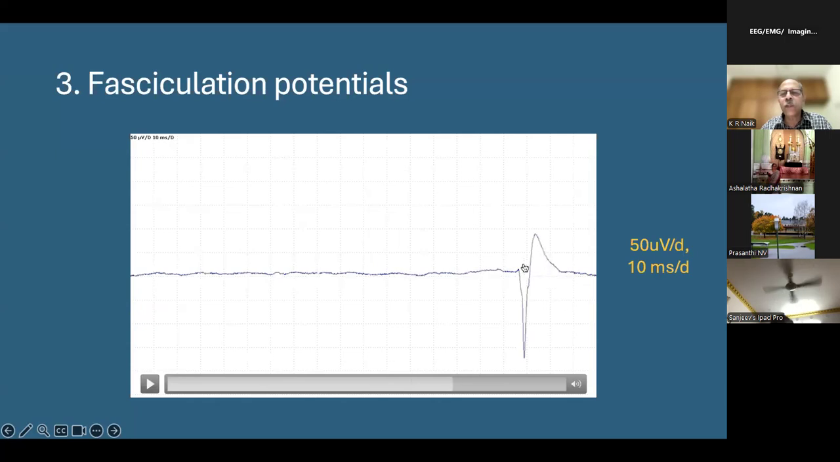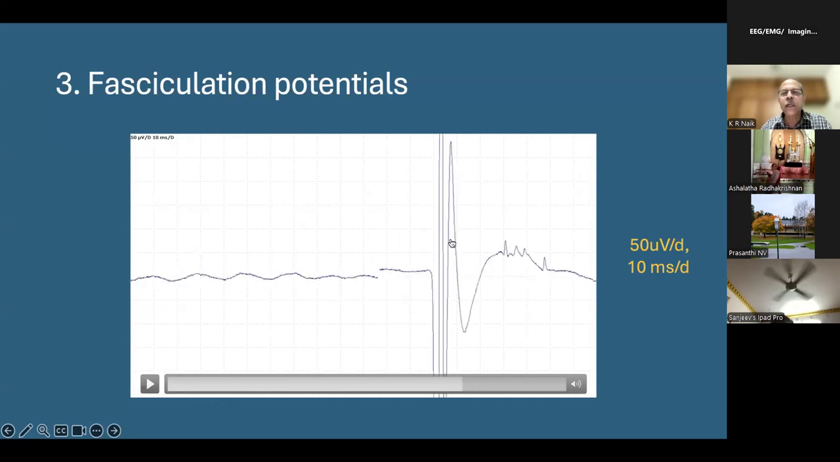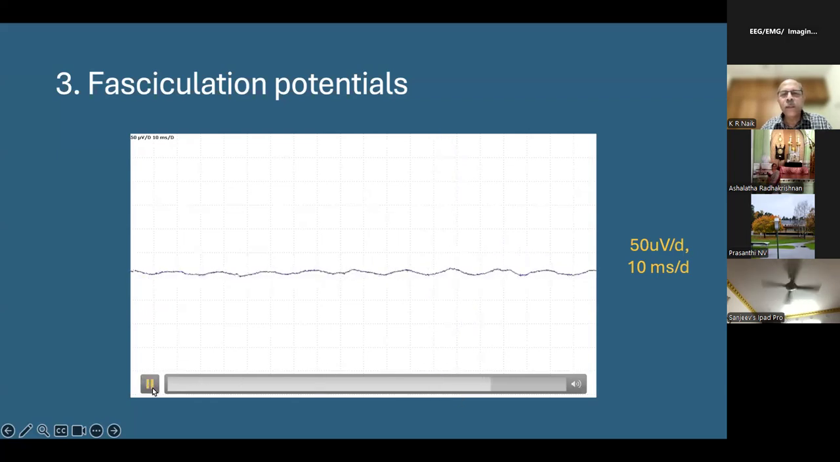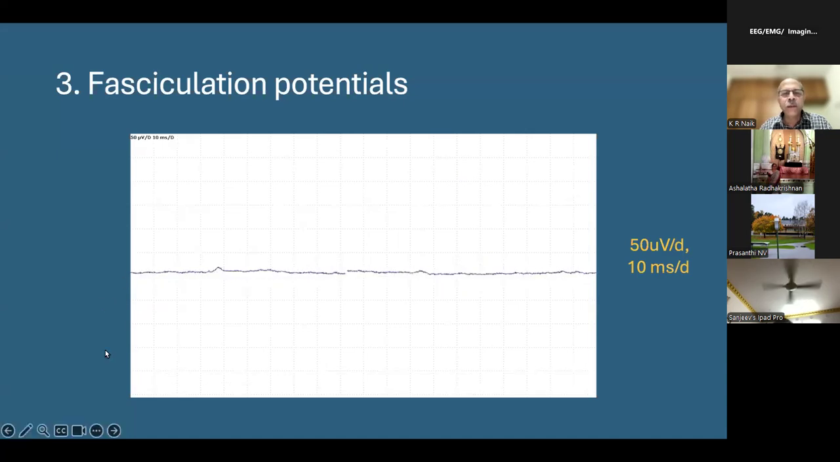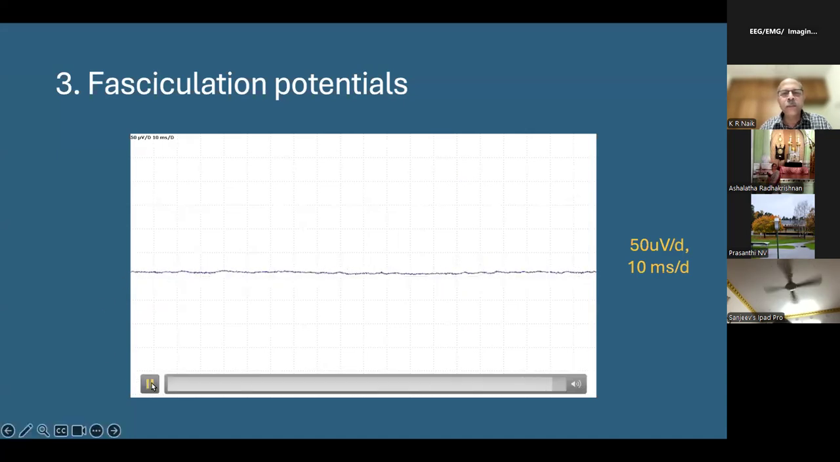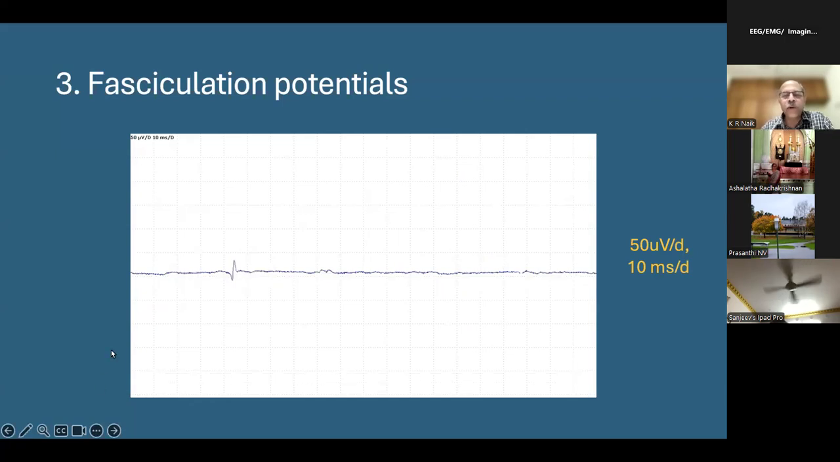Here is a different one, a third type. This looks like an MUP. The previous one looked like a polyphasic; this looks like a polyphasic MUP. How are you going to differentiate between an MUP and a fasciculation? Differentiation is by the firing.